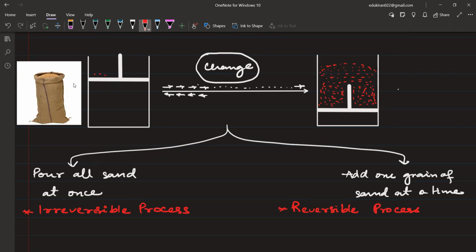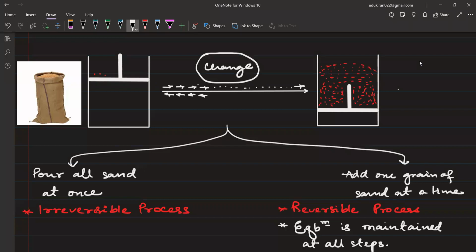The change will be very, very slow, and that is why we say that on each change there will be equilibrium throughout the process, है ना? Because what is equilibrium? When the macroscopic properties do not change. What is the macroscopic property that we are going to look at here? It is the pressure, or you can also say the volume. अब एक ग्रेन डालेगा तो थोड़ी ना नीचे जाएगा piston. It will not go down. That is why the volume will also not change. So we will say that in reversible process, equilibrium is maintained at all steps. Is this clear?